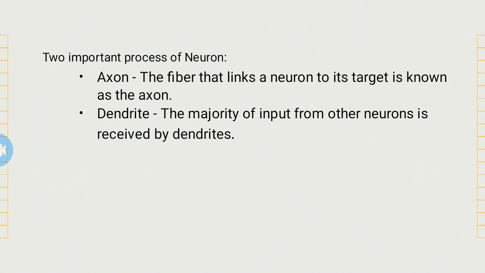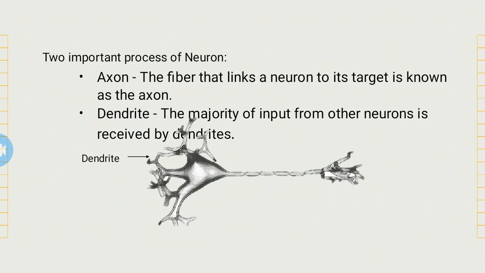The two important processes of a neuron are the axon and the dendrite. The fiber that links a neuron to its target is known as the axon. The axon carries nerve impulses away from the cell body and connects it with other neurons or with muscle or gland cells. The dendrite receives the majority of input from other neurons; it is designed to receive communications from other cells. So this is the figure of the dendrite, and this one is the axon.